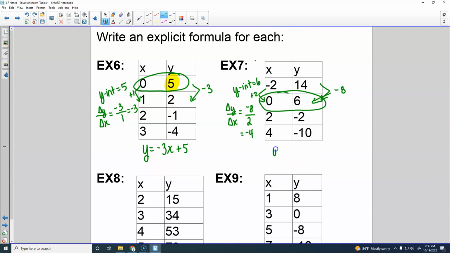Isabella, what's the equation going to look like for that one? Y equals negative 8 plus 6. Negative 8x. You do need x, but not negative 8. Negative 4x plus 6. Because that negative 8, we got to do negative 8 over 2, which gives us negative 4.